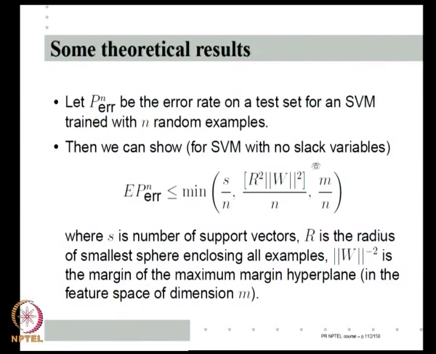Third is the usual thing, your dimension by the number of examples. So far, we only know this from our VC theory, because for linear classifiers, VC dimension is essentially proportional to the dimension of the feature space. So, m is the dimension of the feature space, and n is the total number of examples, right. This is for SVM with no slack variables, you are learning a linear classifier in an m dimensional space. Okay.